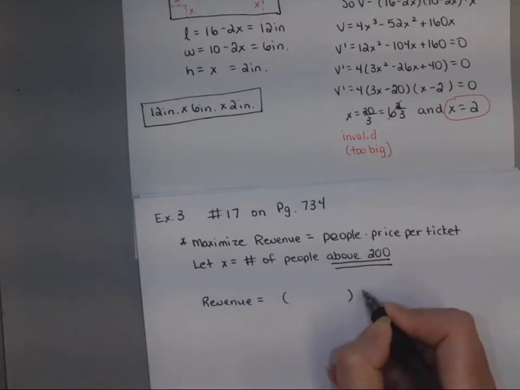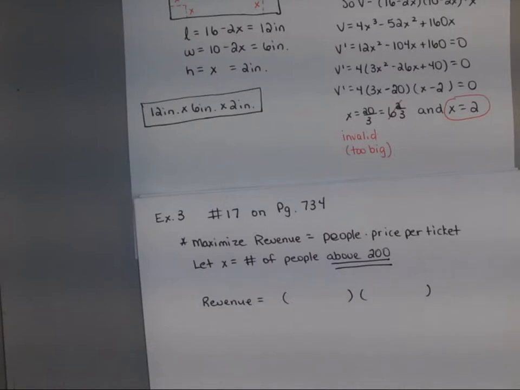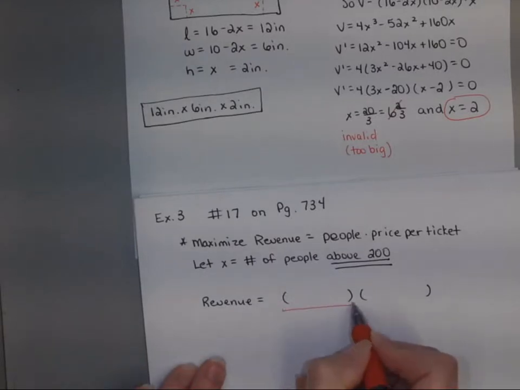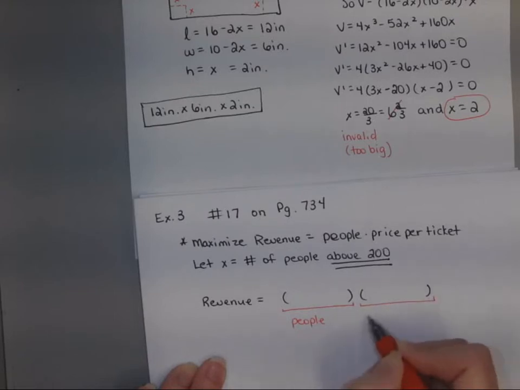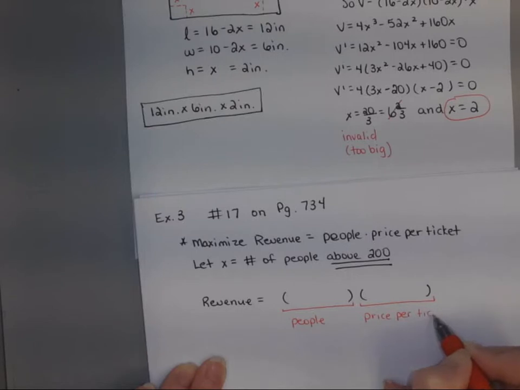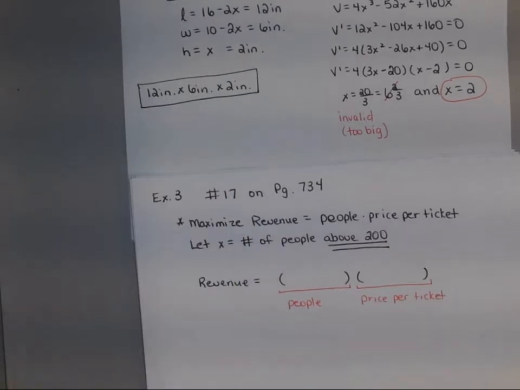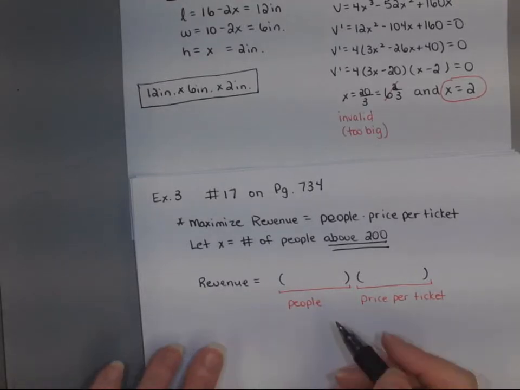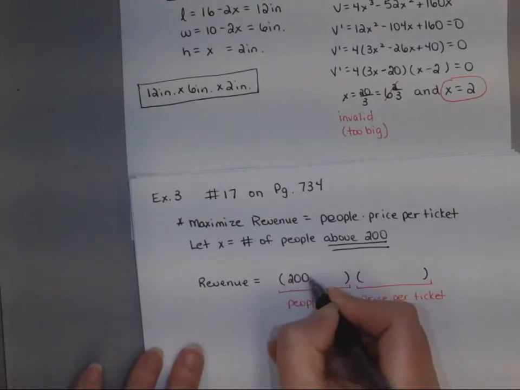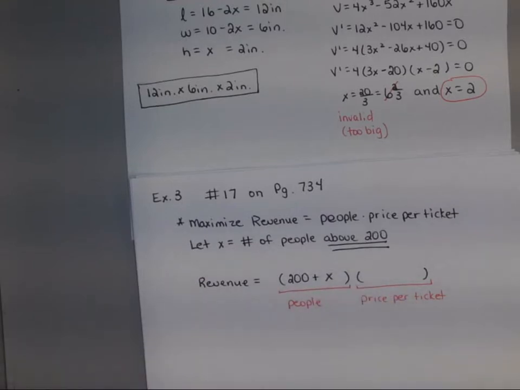Okay, so I'm going to have 2 expressions, one that represents people, and one that represents what? The price per ticket. And I'm going to see if I can use X for both, because if I can, then I've done the hard part, right? Okay. So how many people am I starting off with? I'm starting off with 200 plus some unknown extra number of people, right? So it might be 50, it might be 20, it might be 5.